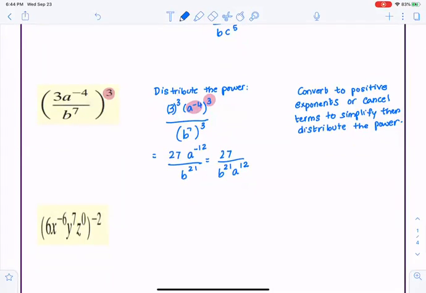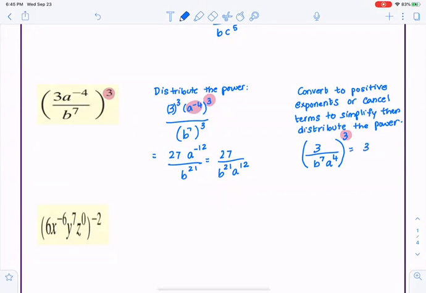So I'm going to rewrite it as 3, b raised 7, a raised -4. I have to change it to a positive exponent, so I move it to the denominator, a raised +4. The entire term gets raised to the power of 3. Since there are only products, no sums, products and quotients only, so I can apply that power to each of the terms inside the parentheses.